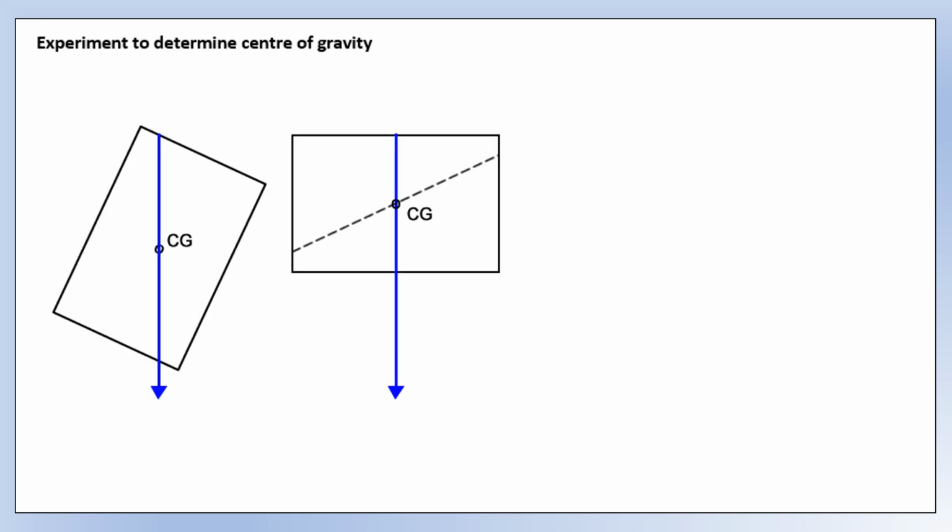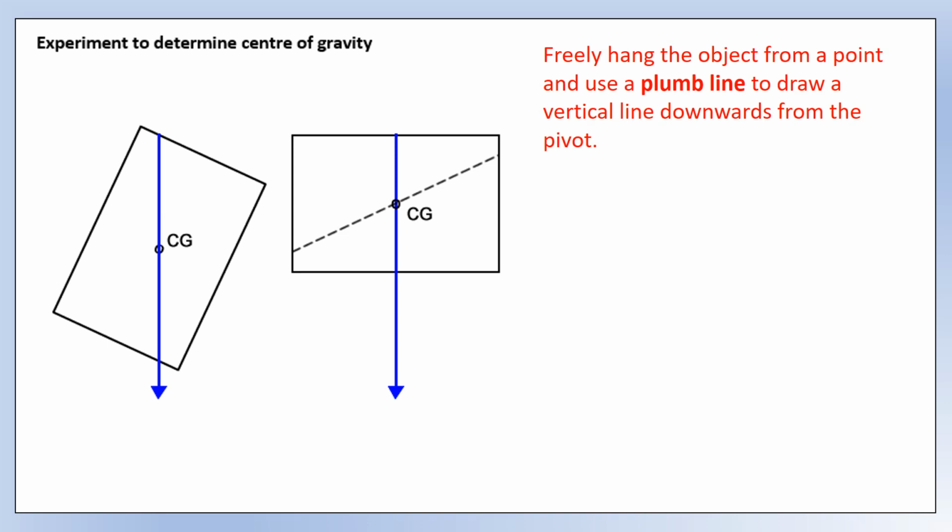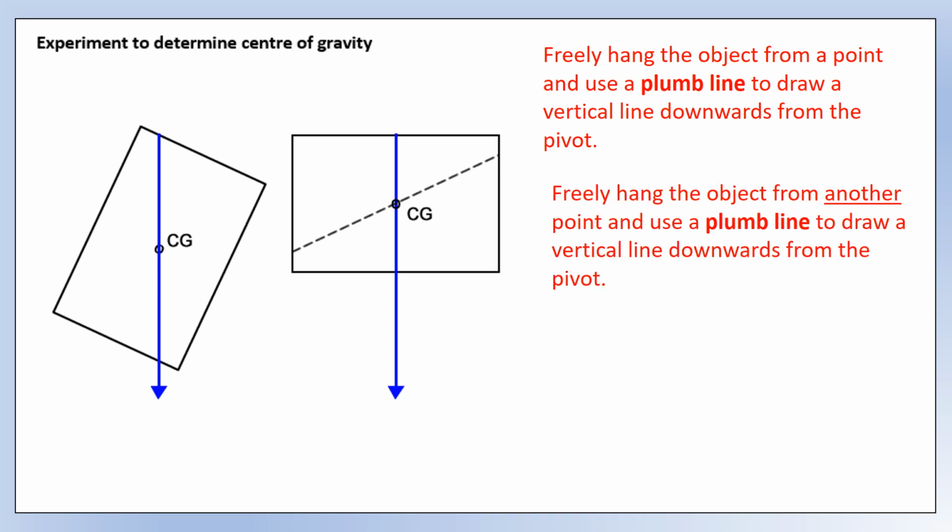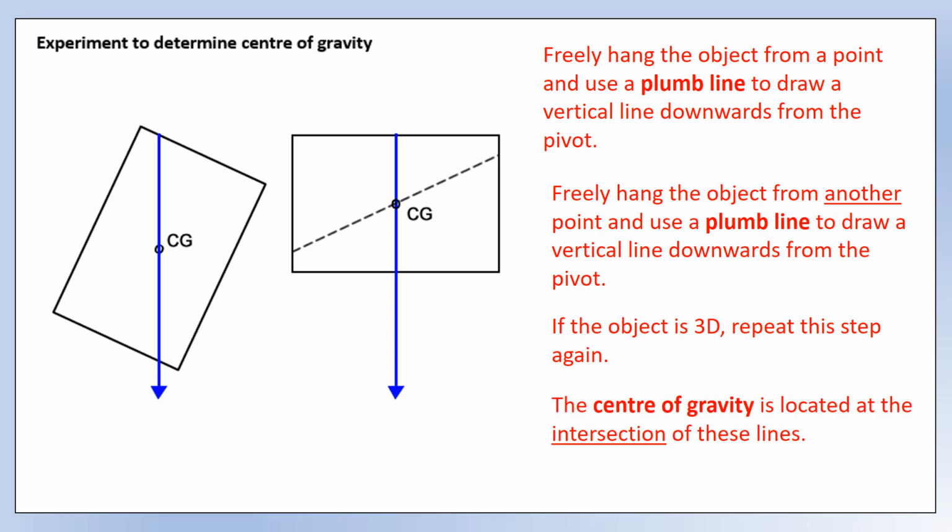Okay, so next we're going to describe how we can actually find the center of gravity of an object. This is a very simple thing. We essentially just need an object to hang, a plumb line, and a pen. We hang the object from a point, and we use a plumb line, which is essentially just a mass on a string, to draw vertical lines downwards from the pivot. Once we do that, we hang it from another place and draw another vertical line. If it's in 3D, we do that step again, so we've got 3 lines. Wherever those lines intersect would be where the center of gravity is.